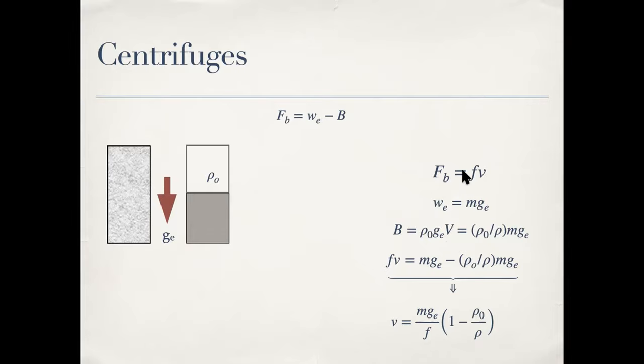From Stokes' law, we knew that f is 6 pi times the radius times the viscosity coefficient, and the weight is the mass times the gravity. The buoyancy force is the same, so I can rewrite it a little bit, dividing and multiplying by the density of the particles, and then the buoyancy force is the ratio of the densities times the mass of the particle times the gravity.